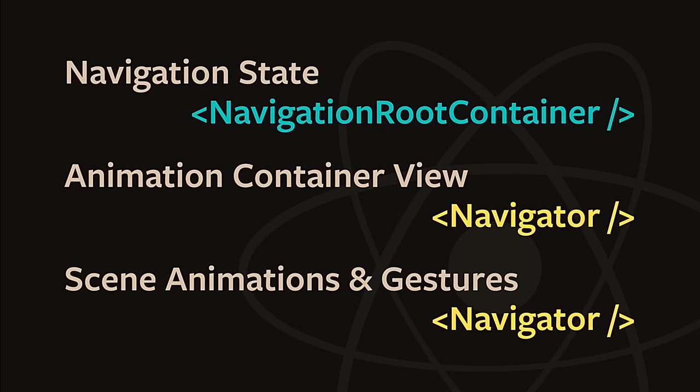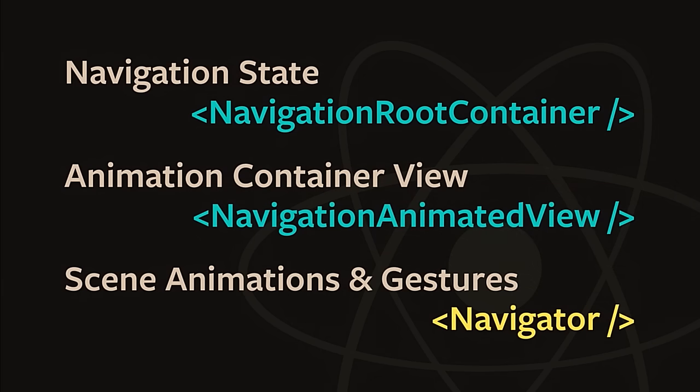And we've realized it's better to have one state at the top level of the app with a reducer. So we're going to use navigation root container to store our state. And if you're using Redux or Flux, you won't need this. You can use your existing stores and providers. Now, instead of using the navigator as the animation container, we're going to use the declarative navigation animated view.